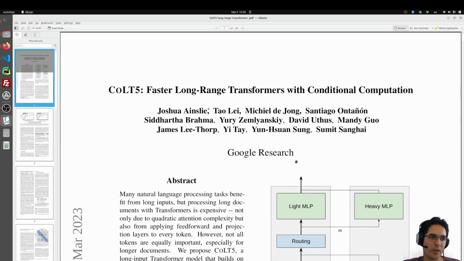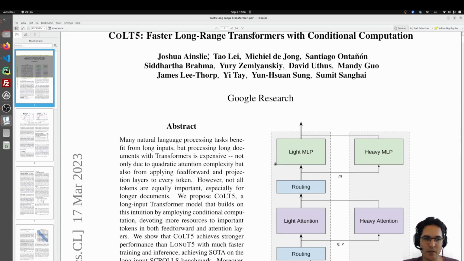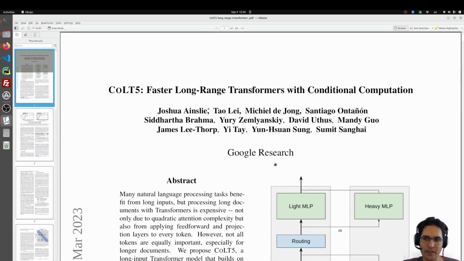In this video I want to talk about ColT5, faster long-range transformers with conditional computation. This paper was published on 17 March 2023, so it's slightly new, by Google Research. To understand it, we need to know what T5 is and some of the training paradigms like UL2, Pegasus, and so on. I will explain all of them in this video, so it is not related to just this paper.